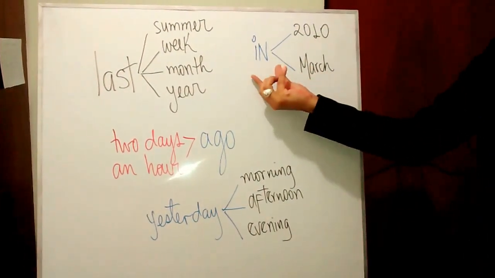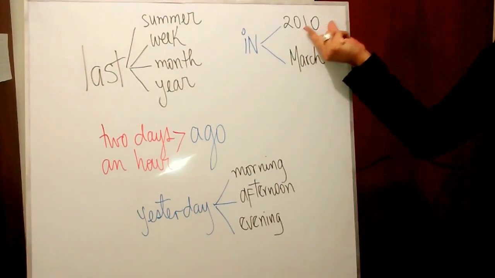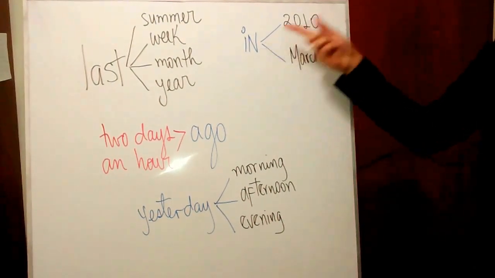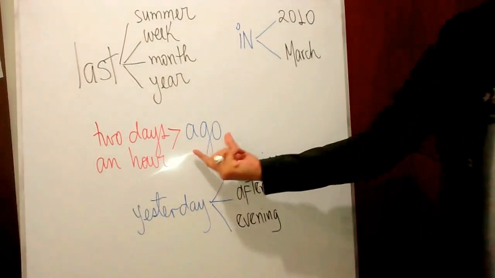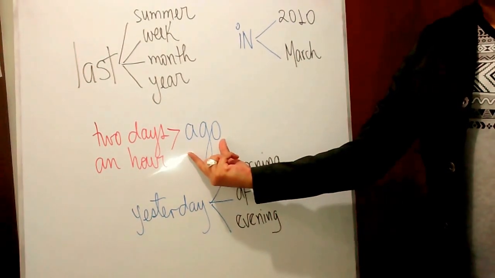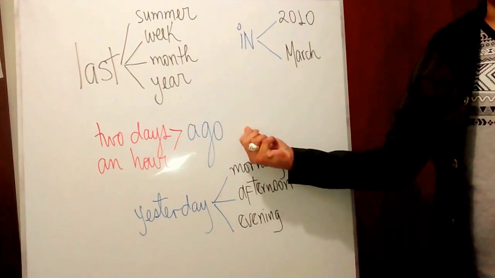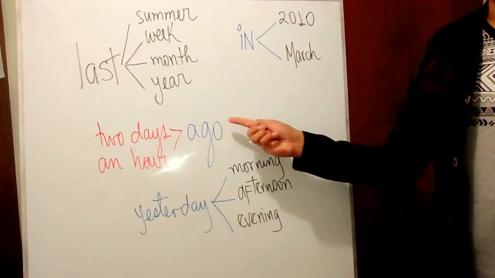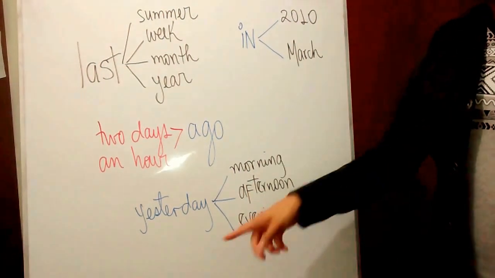También pueden usar la preposición in para especificar cuándo ocurrió el evento y en qué año o en qué mes. In 2010, in March. Pueden usar también ago, siempre al final. 2 days ago, an hour ago. 2 días atrás, o hace 2 días, o hace 1 hora, an hour ago.